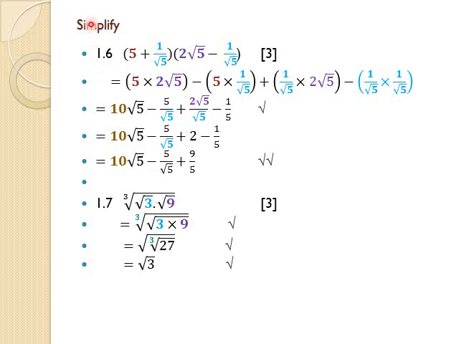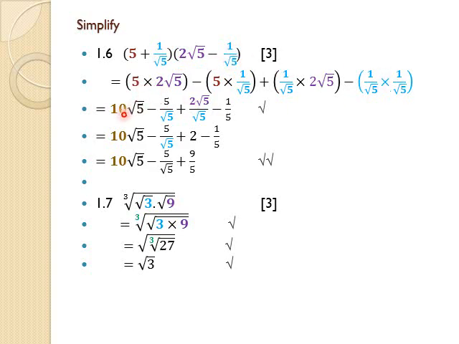So here in 1.6, they say simplify. Give me two terms in brackets, another 2. And basically, we are testing whether you can multiply. So there, 5 times 2 square root 5. Positive times negative gives me negative. 5 times 1 over square root 5. Then positive times positive stays positive. 1 over square root 5 times 2 square root 5. Then positive times negative becomes negative. 1 over square root 5 times 1 over square root 5.